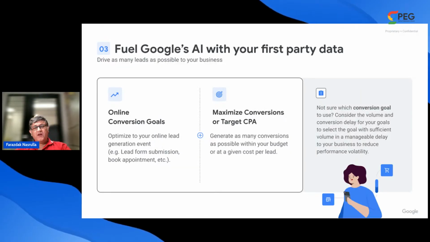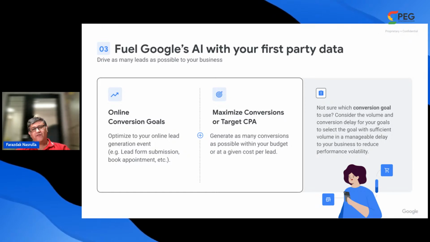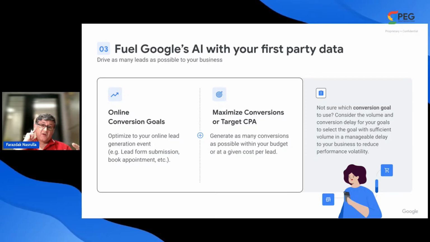Now, fuel Google's AI with your first party data. Nothing can take your Performance Max campaign to the next level until you fuel it with your first party data. Okay, that's the most important thing. Now, online conversion goals. So, what are the two ingredients over here?